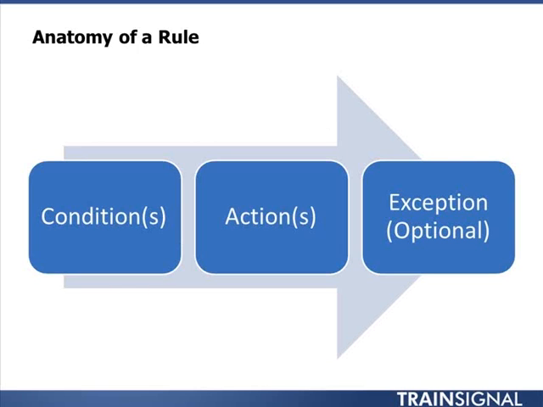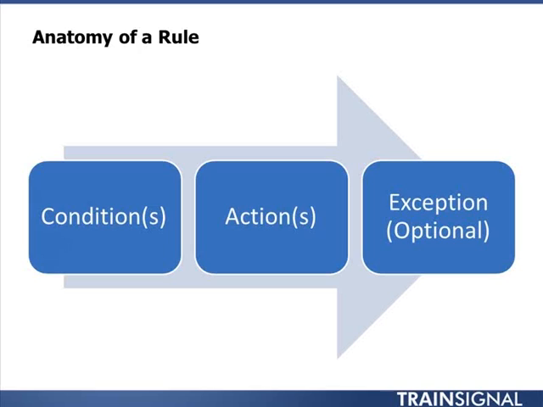A transport rule is really made up of three different items: a condition, an action, and possibly an exception. Now, it's good to note that you can have more than one condition and more than one action, and that exceptions are optional. So a good example of a transport rule might be that the head of a department wants a copy of all emails sent to his department also sent to him. Can you do that? Yes, you can do that.